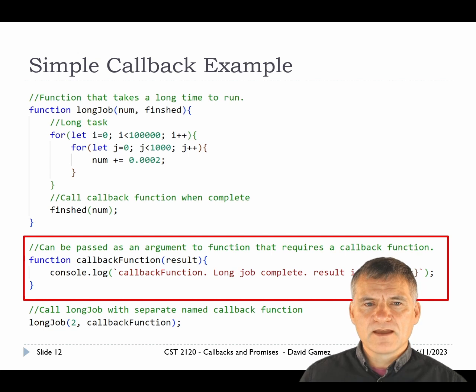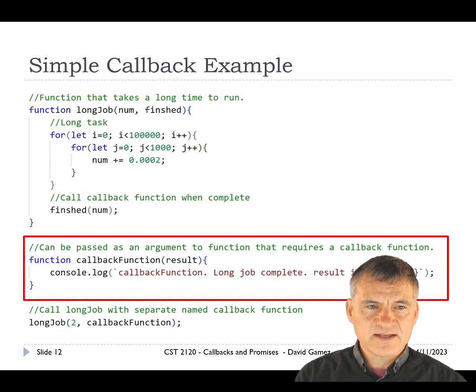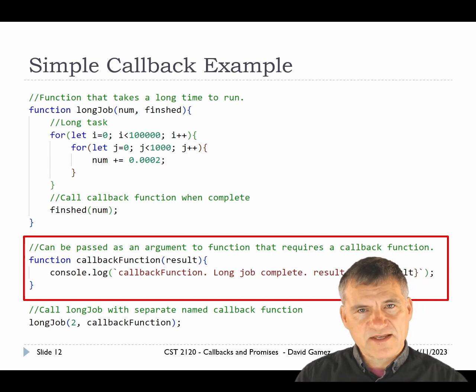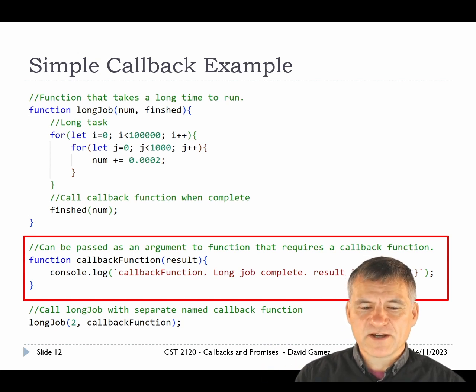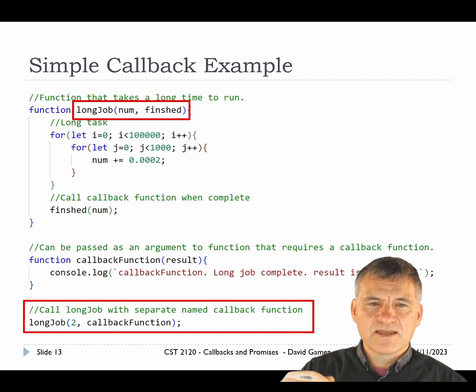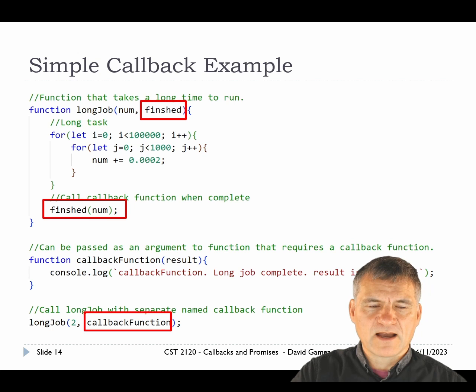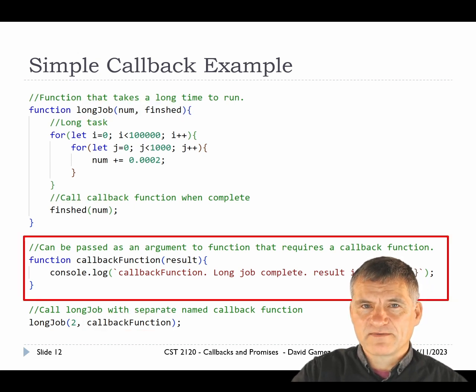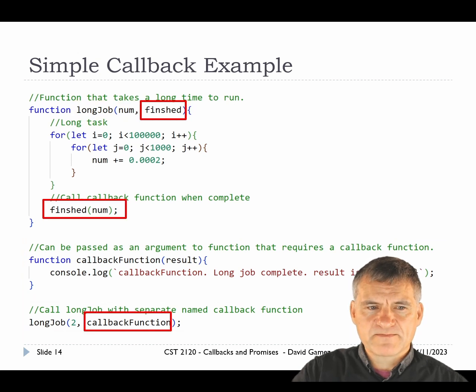Now, the callback function that we pass into long job can be a separate function that we've written somewhere else. In this case, I've created a function called callback function, and then I'm passing this callback function into long job when I call it. Yeah, that's one way to do it. And so when callback function is called, it's effectively calling this callback function here. That's one way to do it.